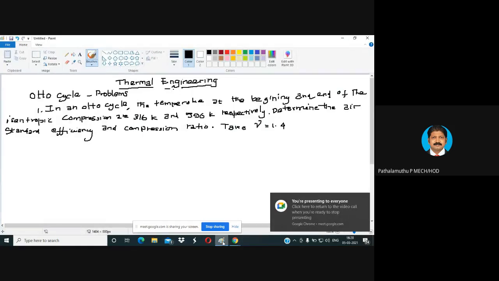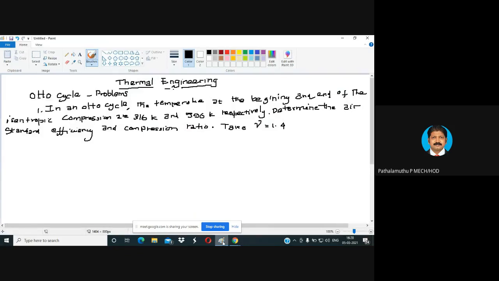See the problem. In an Otto cycle, the temperature at the beginning and end of the isentropic compression are 316 Kelvin and 596 Kelvin respectively. Determine the air standard efficiency and compression ratio. Take gamma equal to 1.4.